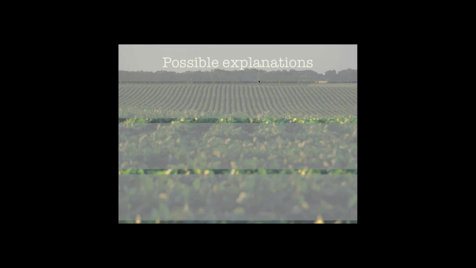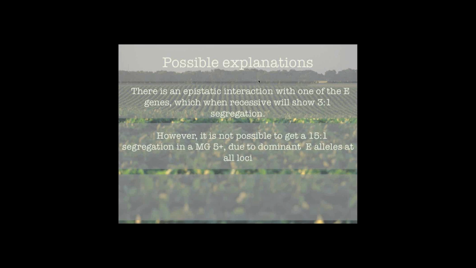So now I have even more questions. Why are we seeing this inconsistent segregation ratio? The 15-to-1 segregation ratio suggests an epistatic effect between dominant genes, where if there is one dominant allele at either of the loci, then the long juvenile trait will not be exhibited. So what I want to believe is that there's an epistatic interaction with one of the E genes, which when recessive will show the 3-to-1 segregation, which would just make the most sense.